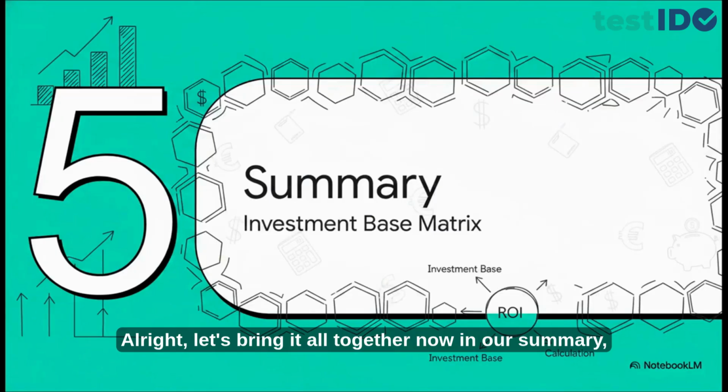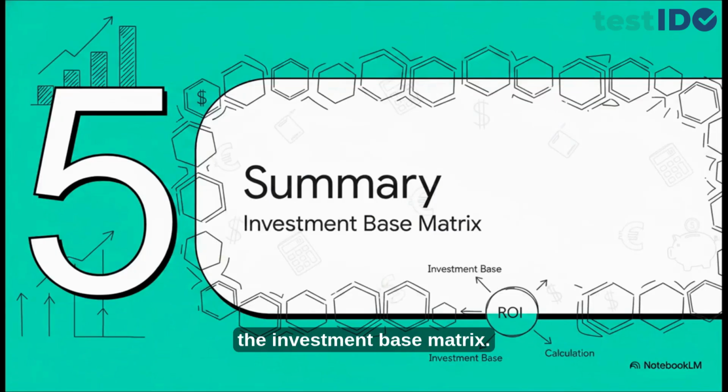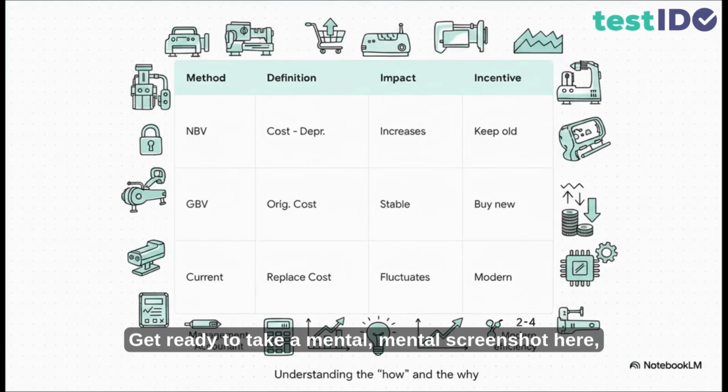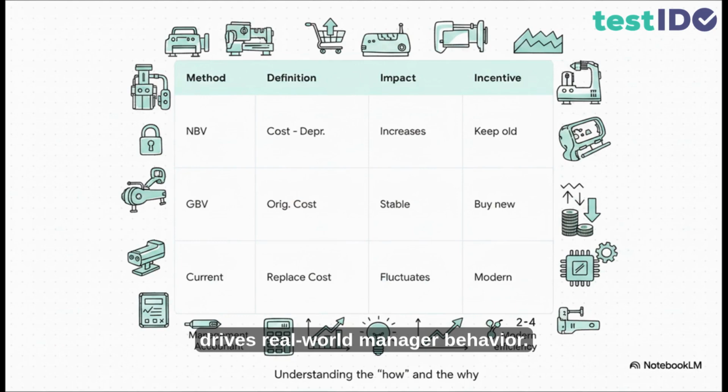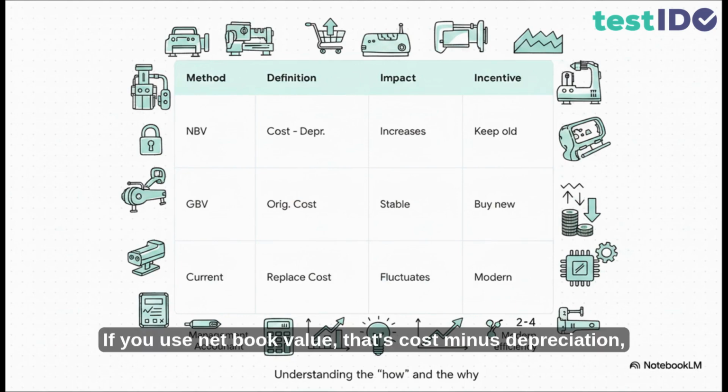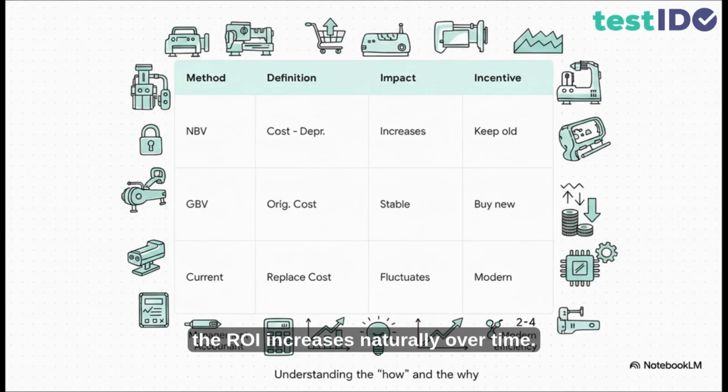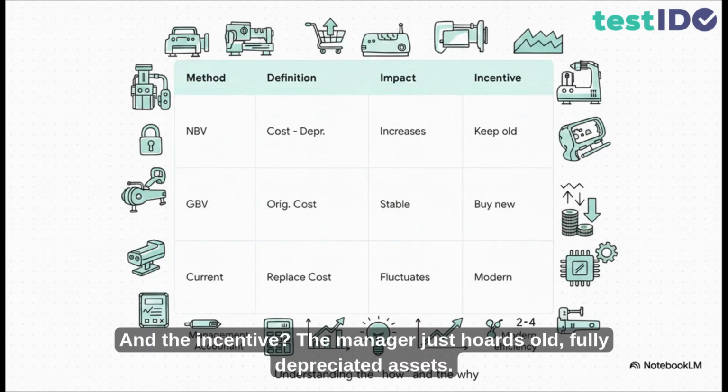All right, let's bring it all together now in our summary, the investment base matrix. Get ready to take a mental screenshot here, because this matrix is the ultimate study guide for this topic. Let's do a quick review of exactly how each accounting choice directly drives real-world manager behavior. If you use net book value, that's cost minus depreciation, the ROI increases naturally over time. And the incentive? The manager just hoards old, fully depreciated assets.